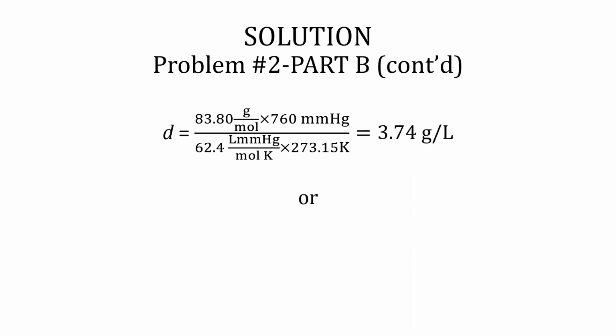Alternatively, if you take the molar mass of Kr, 83.80 g per mole, and divide by the molar volume of 22.4 L per mole, it also equals 3.74 g per L.